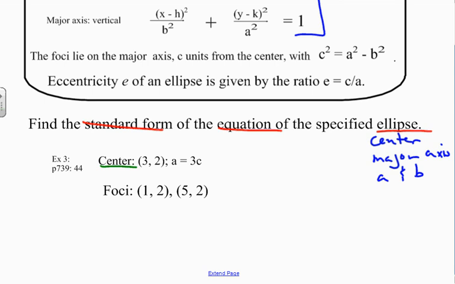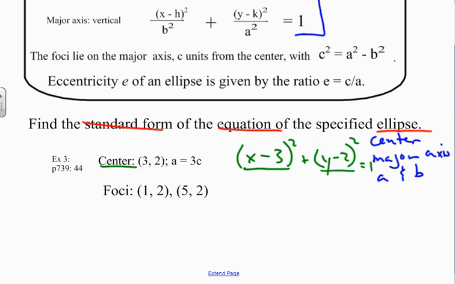So we can start creating our equation right away. We have x minus 3, that's going to be squared, plus y minus 2, that's going to be squared as well, equals 1. And now let's figure out our A and B.